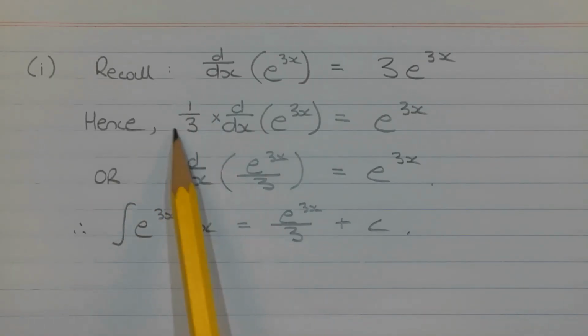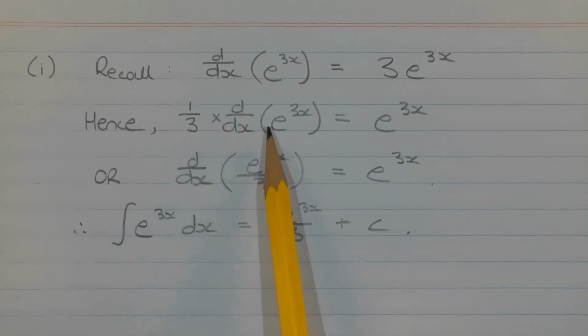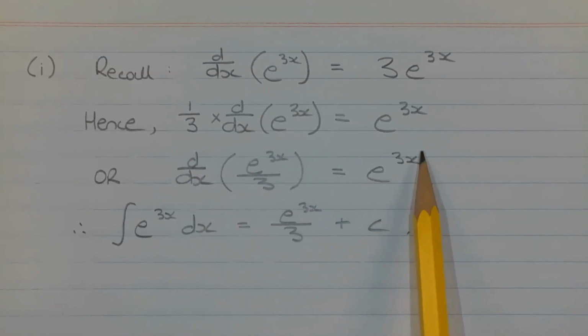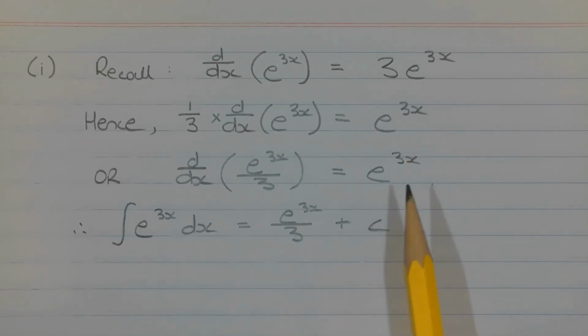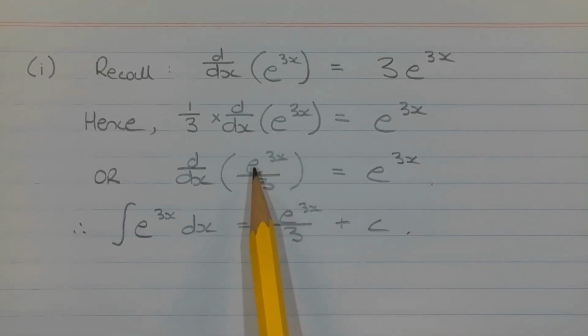Now this 1 over 3 is a multiplying constant, and I can bring that back inside the derivative. So 1 over 3 times d dx of e to the power of 3x can be written as d dx of e to the power of 3x over 3, and that equals e to the power of 3x. So working backwards, if we integrate e to the power of 3x, we get back to what we started with, which is e to the power of 3x over 3. Therefore, the integral of e to the power of 3x dx is equal to e to the power of 3x over 3 plus the constant of integration c.